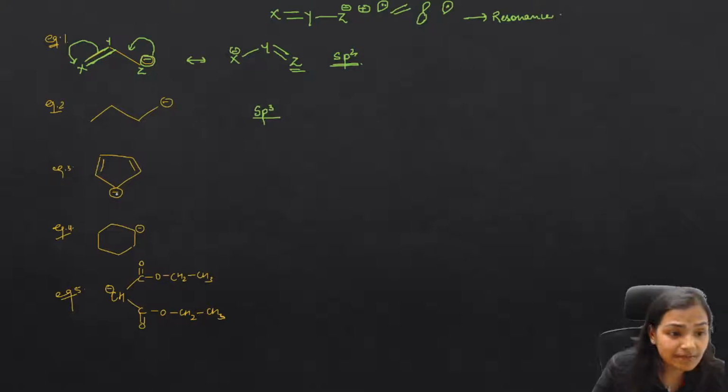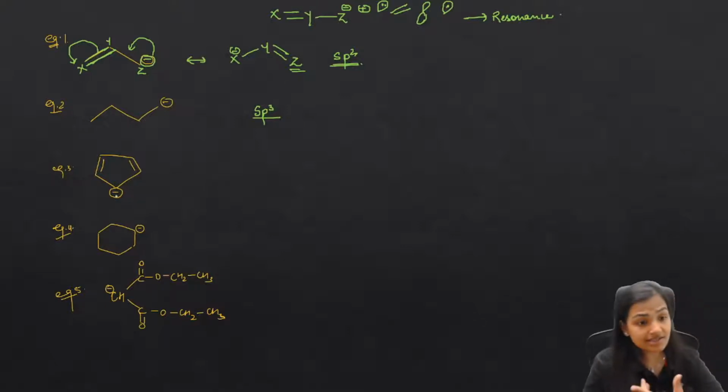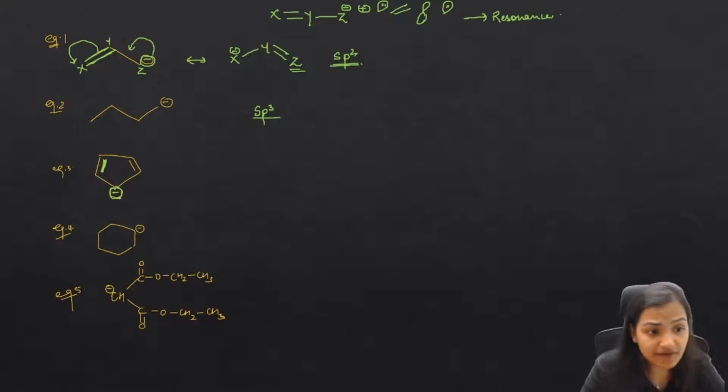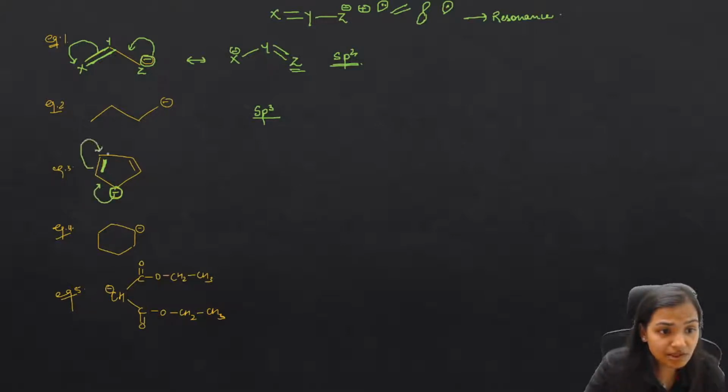Here, if you see, this is a carbanion. Now this negative charge is in resonance with this pi bond. They both are in resonance. You can see that this is X double bond Y single bond Z. Over the Z we have a negative charge, so this will undergo delocalization.